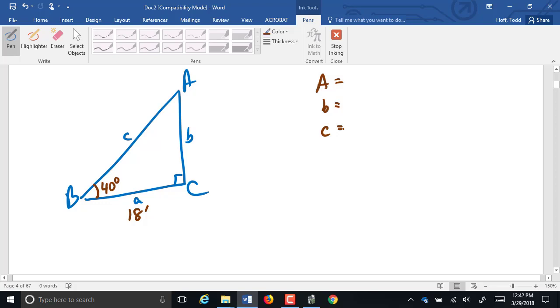How do I find those? Angle A should be easy. How do I find that? 90 minus 40 gives us 50 degrees. Because the triangle has to add up to 180. The right angle is 90, so that means the other two add up to 90. 40 plus 50 makes 90. So this has to be 50 degrees. How about B or C?